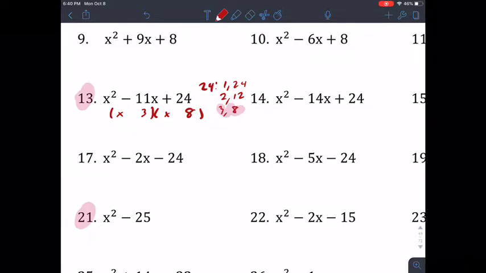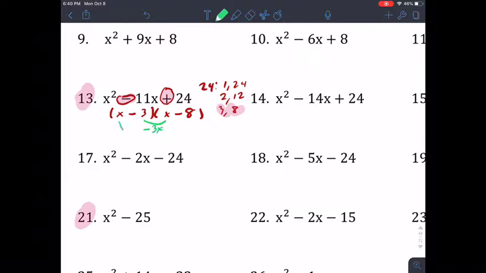Here's the tricky part. Now, which one gets the sign? They both have to multiply into a positive 24, but they both have to add to negative 11. Well, if I remember correctly, two negatives multiply into a positive, and two negatives add up into a negative number. So let's try it. See if it works. 3 times x is negative 3x. X times negative 8 is negative 8x. That gives me negative 11x. Perfect. That works out. There's my solution.